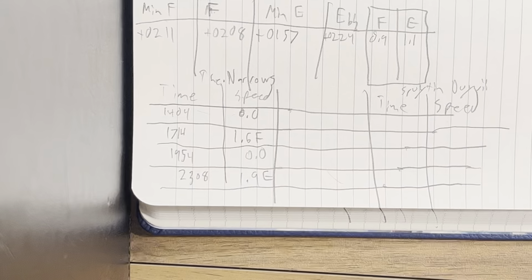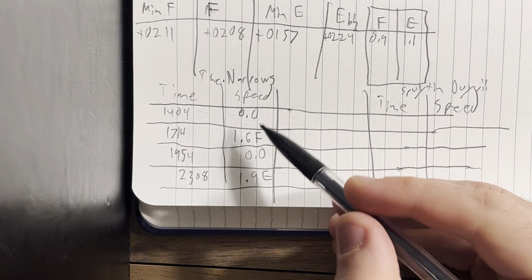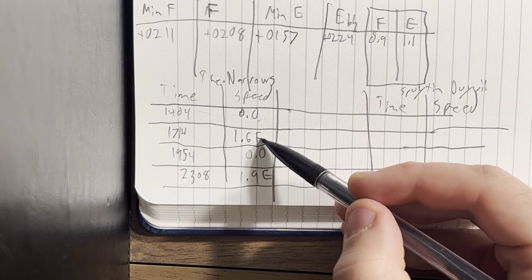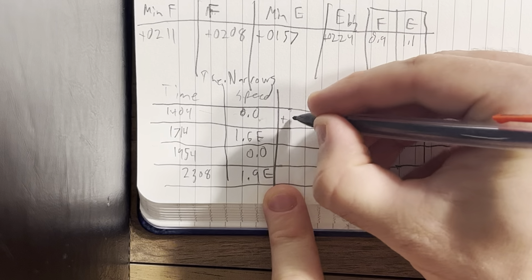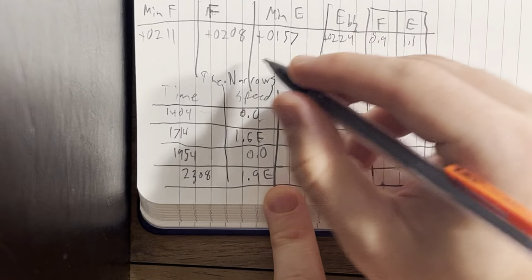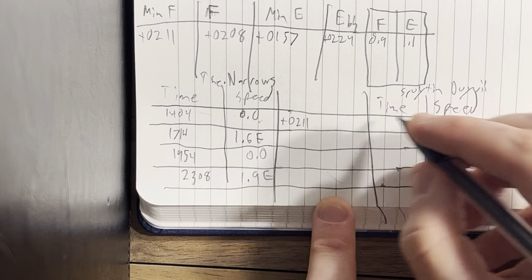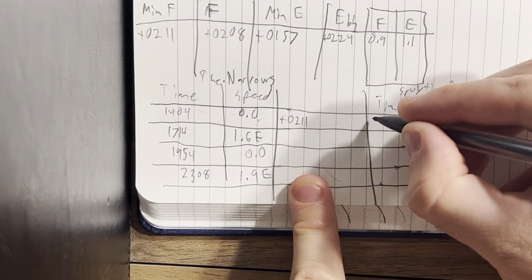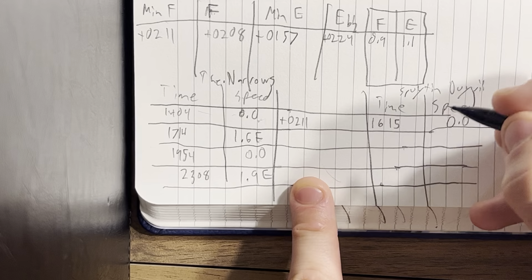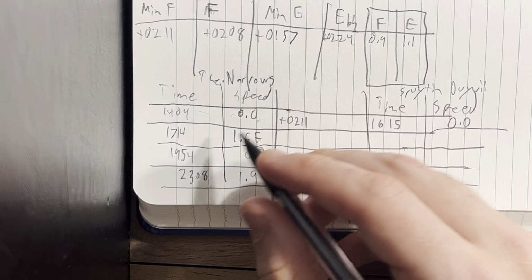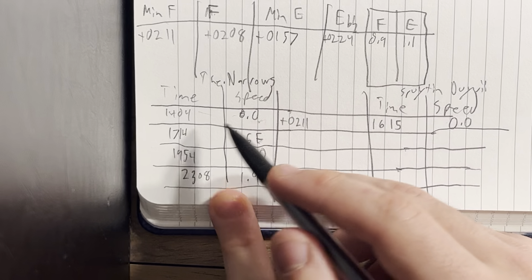Okay. So, time number 1, 1404, is a slack water that occurs immediately before a flood current. So we're going to take the minimum before flood value plus 2 hours, 11 minutes. And we're not doing anything with speeds because it's got a speed of 0. So 2 hours, 11 minutes from 1404, we'll get 16:15.